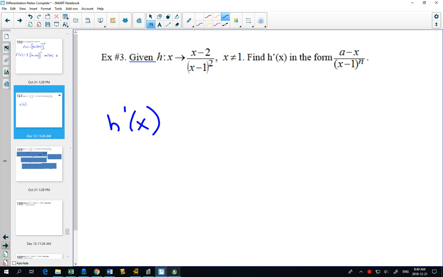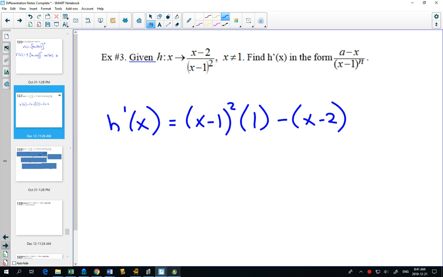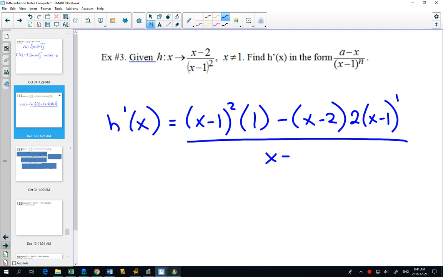So when I do the derivative, keep the bottom the same, derivative of the top, minus keep the top the same, derivative of the bottom, all over the bottom squared.